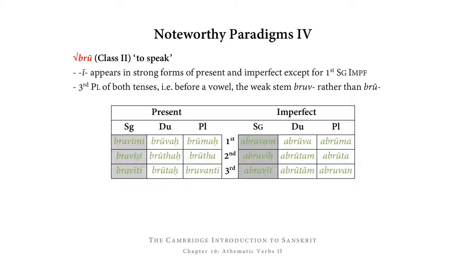And then in front of the ending anti, which begins with a vowel, the weak stem appears not as brū with a long u, but as bruv, so short u and v, bruvanti. And that same internal sandhi of the stem we also find in the third plural of the imperfect. Again, weak stem in front of an ending that begins with a vowel, so there we get abruvan.